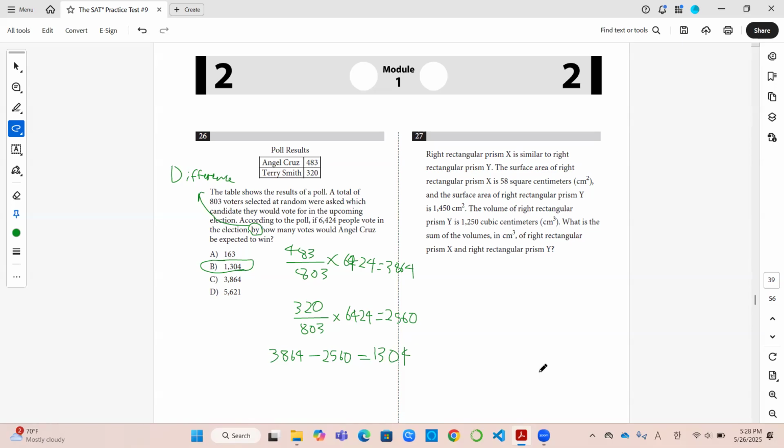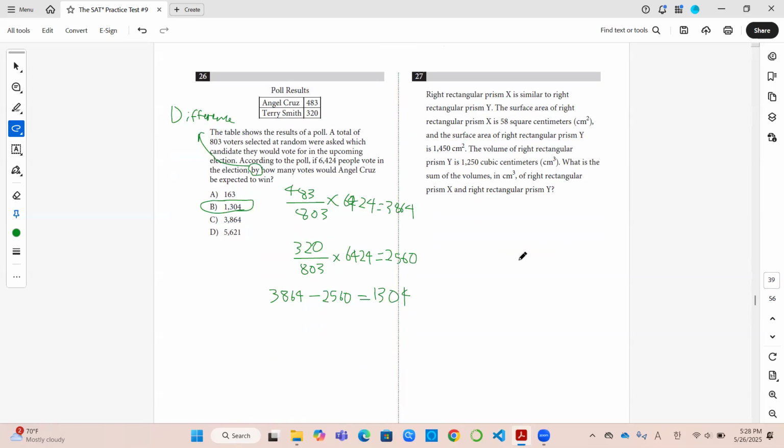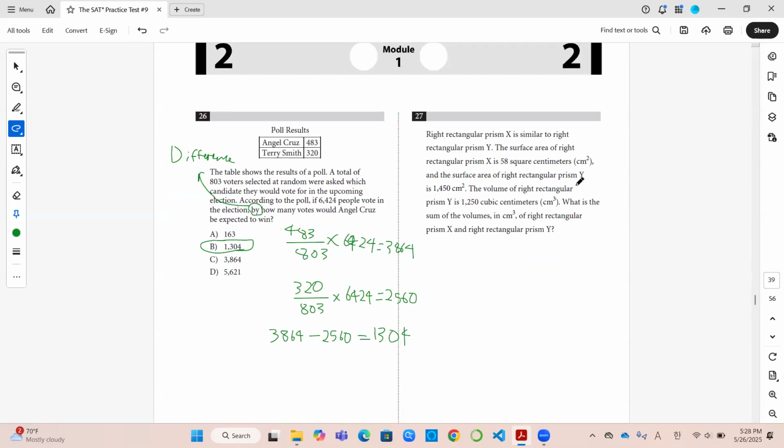Let's move on to question number 27. Right rectangular prism X is similar to right rectangular prism Y. The surface area of right rectangular prism X is 58 square centimeters, and the surface area of right rectangular prism Y is 1450 square centimeters. The volume of the right rectangular prism Y is 1250 cubic centimeters. What is the sum of the volume in cubic centimeters of right rectangular prism X and right rectangular prism Y?